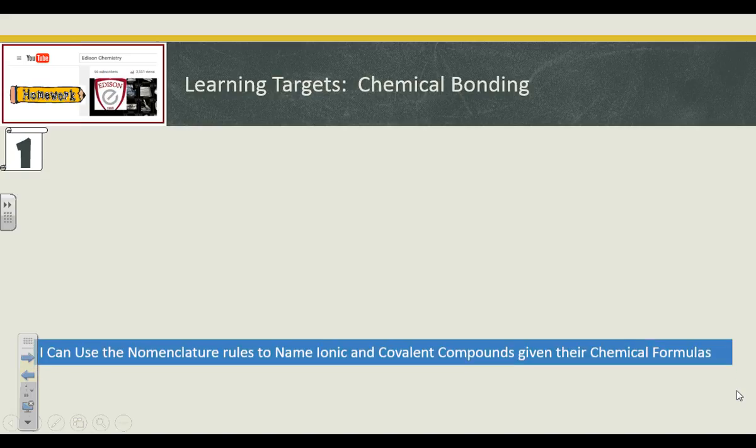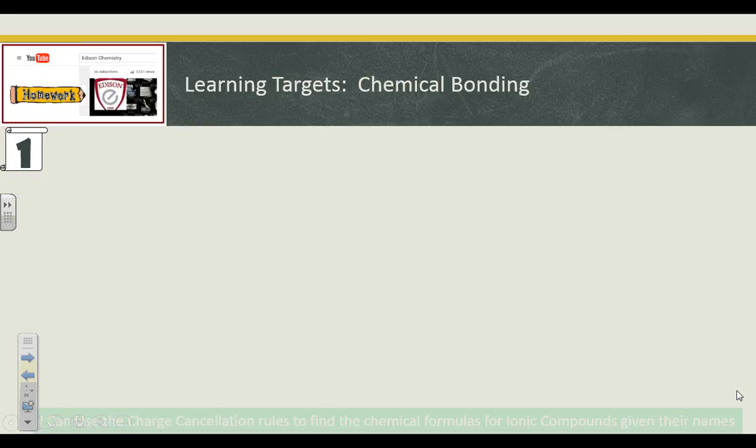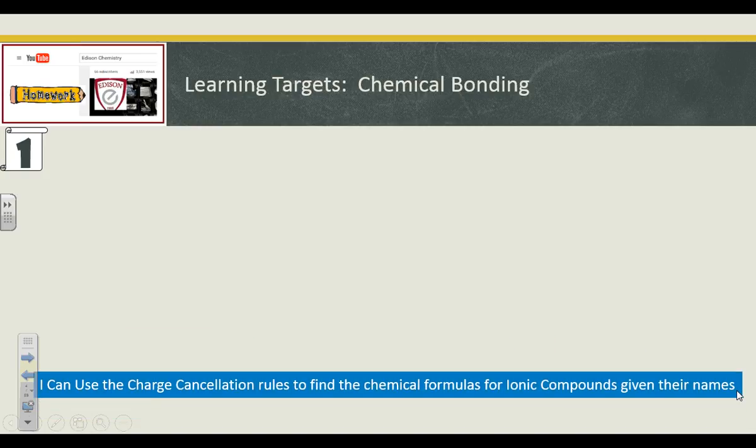I want you to be able to say I can use the nomenclature rules, so how to name ionic and covalent compounds given a formula. So I want you to say I can tell you what the name of that chemical formula is just by looking at it. I want you to be able to say that I can use the charge cancellation rules to find the chemical formula for an ionic compound given just the name. So looking at the name of the chemical, I can then use these rules to tell you what the formula must be.